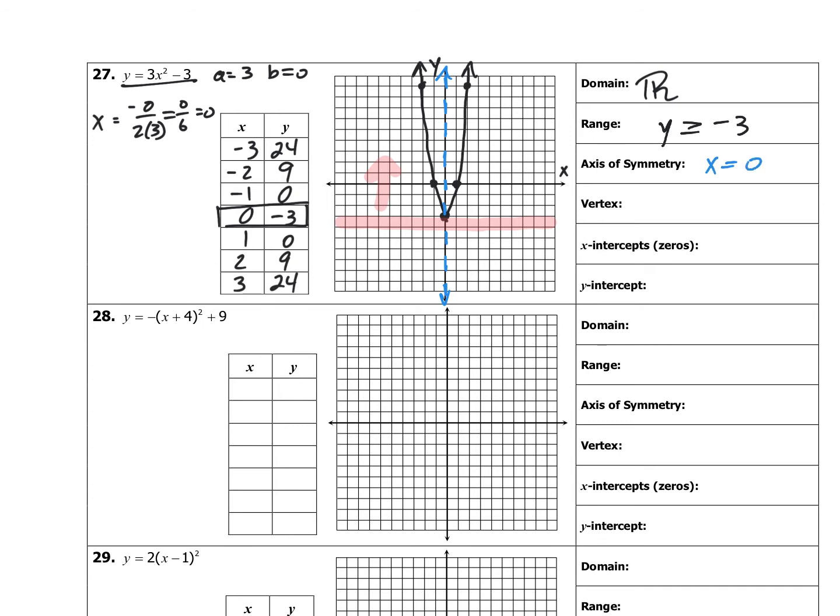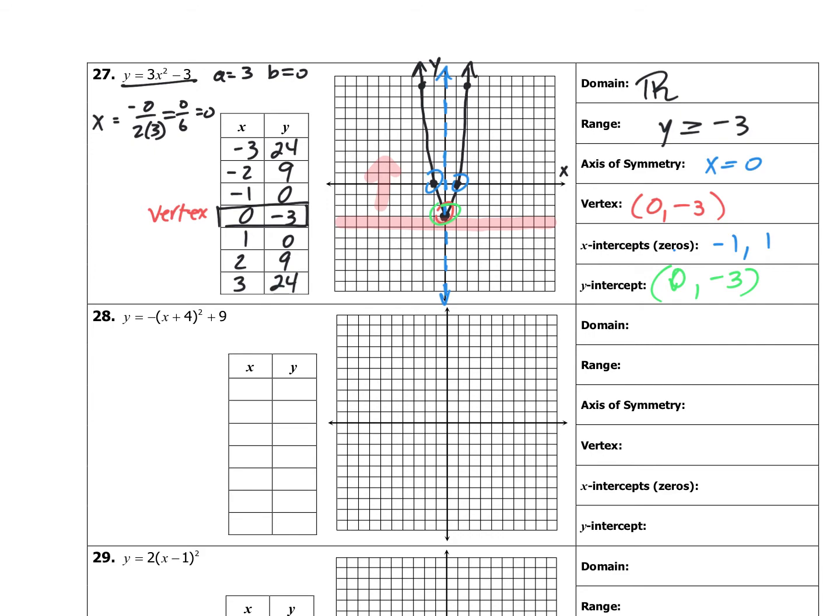The vertex is this point right here in the center of our table, also the turning point. That's what we call it. You know, as you go from left to right, you're going down and then up. The vertex is the turning point of the graph. So that's at 0, -3. The x-intercepts are here and here. That is at -1 and 1. And the y-intercept, well, it just happens to be the vertex here. The y-intercept is at, I'm sorry, 0, -3. Okay.